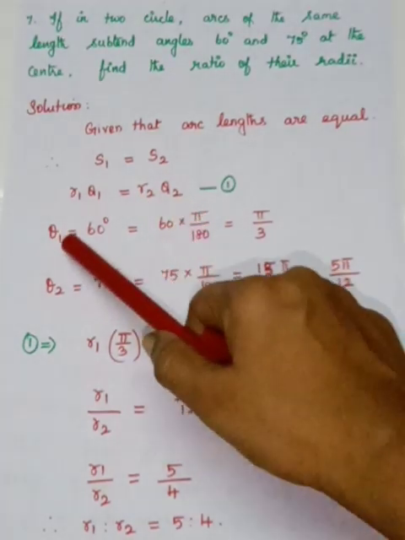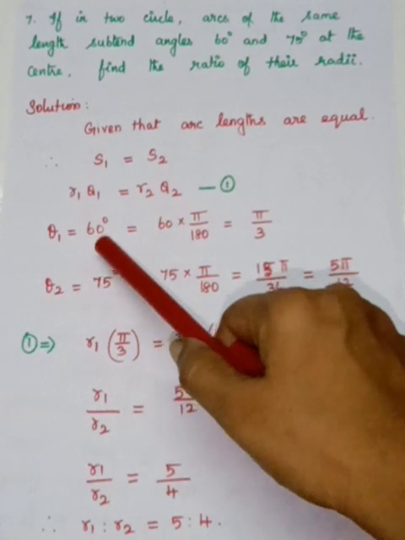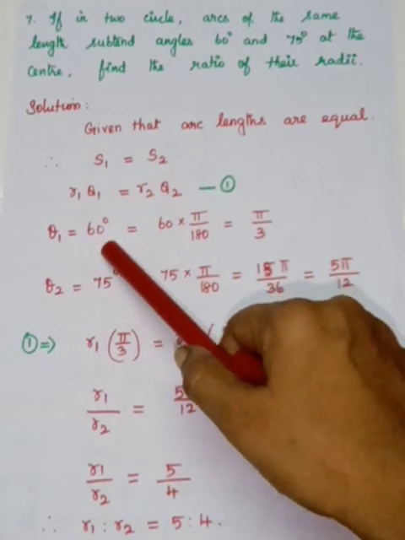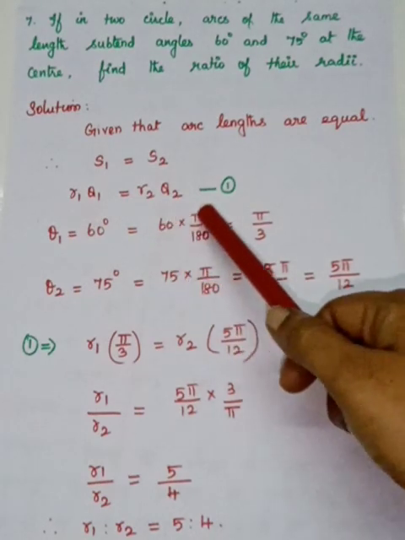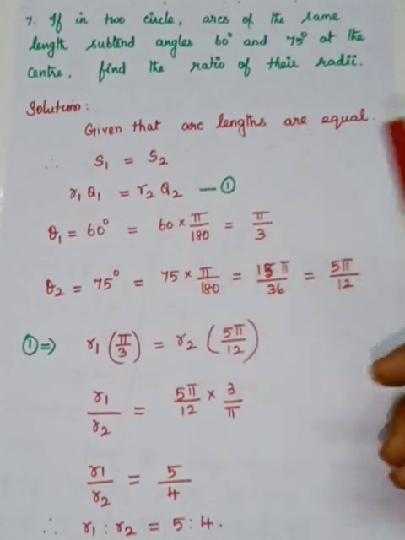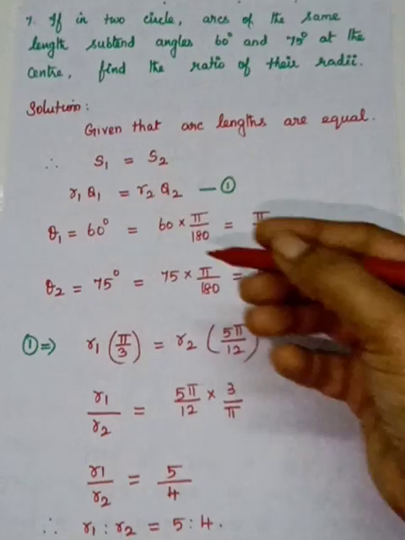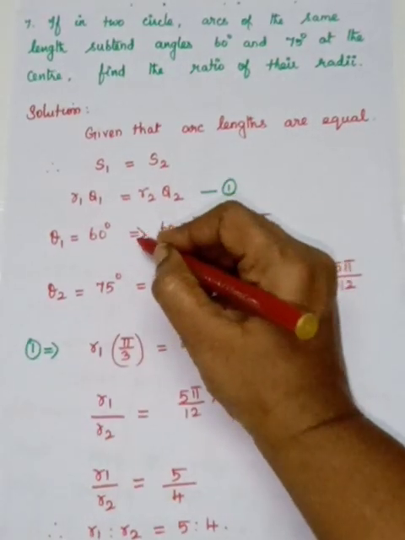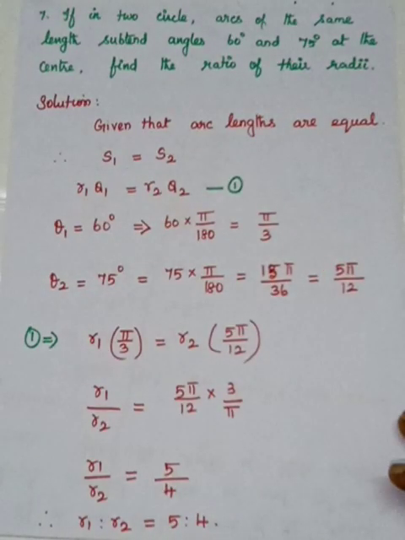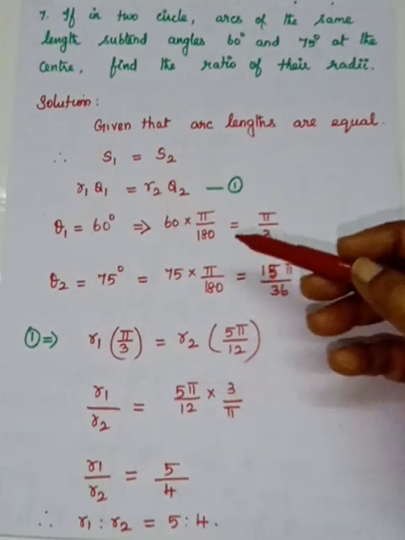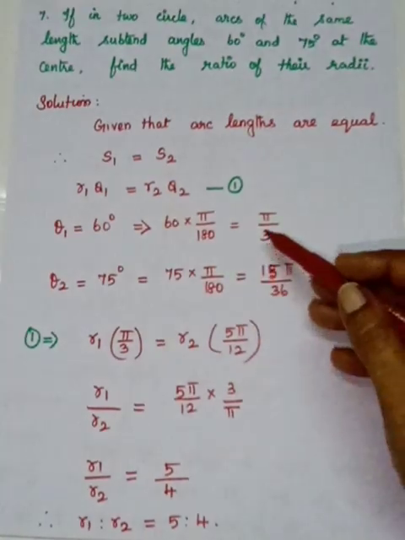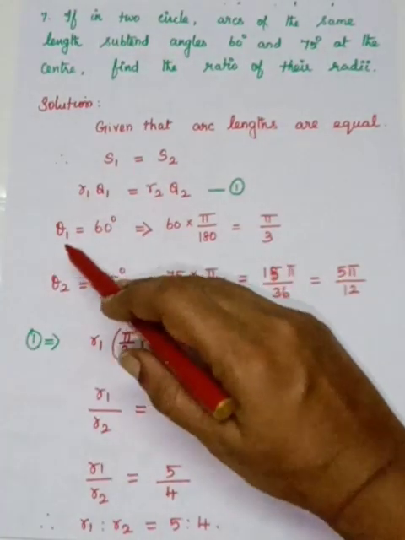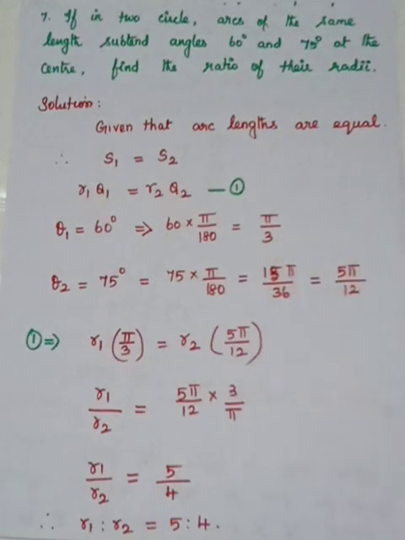Here theta is involved. It is 60 degree, that is in degree measure, so we have to convert into radian measure. 60 has to be multiplied by pi by 180. Theta 1 is equal to 60 degree, implies 60 into pi by 180. The 0s get cancelled, 1 6 is 6, here it is 18, so 3. So pi by 3. What is theta 1 now in radian measure? It is pi by 3.